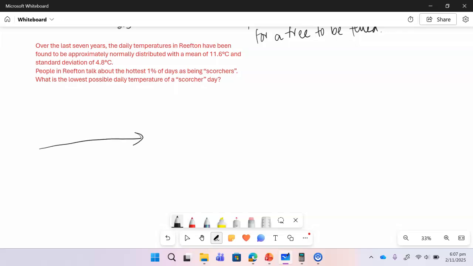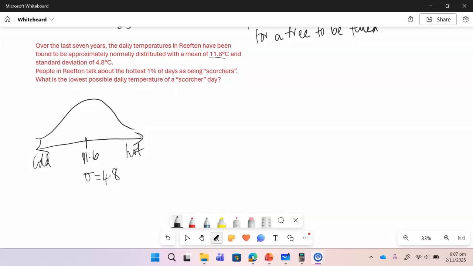So normal distribution curve once again. This time we're looking at temperatures. So obviously more to the right means hot, more to the left means cold or, well, lower temperatures. So right in the middle is mean, and the mean is 11.6. Standard deviation is 4.8. Alright, so people in Reefton talk about the hottest 1% of days as being scorchers. What is the lowest possible daily temperature for a scorcher day?